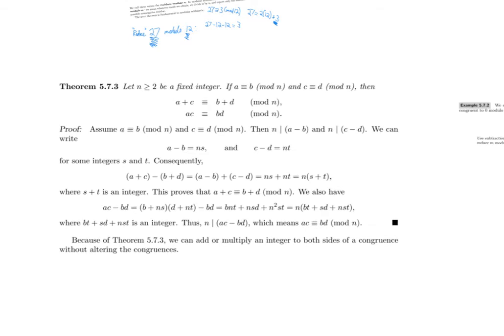So here's another fact. Again, we're going to let n be a fixed integer greater than or equal to 2. If a is congruent to b mod n and c is congruent to d mod n, then we can treat these congruences in a way as if they were equations. We can add a plus c and b plus d, and we're going to get the same congruence result. They're both congruent to each other mod n. Same thing if we do multiplication. ac will be congruent to bd mod n.